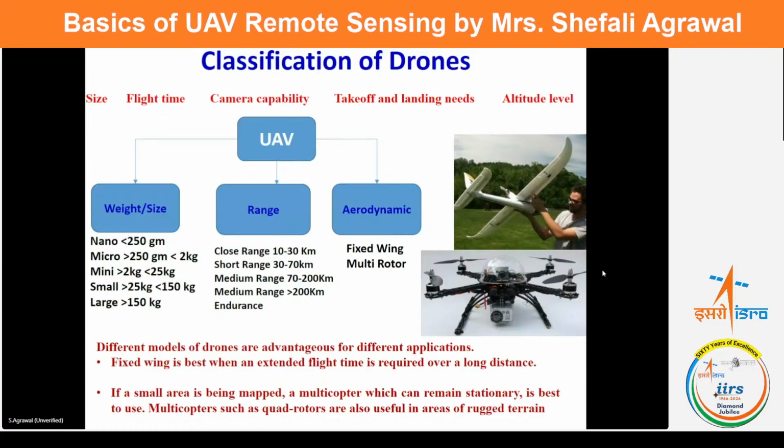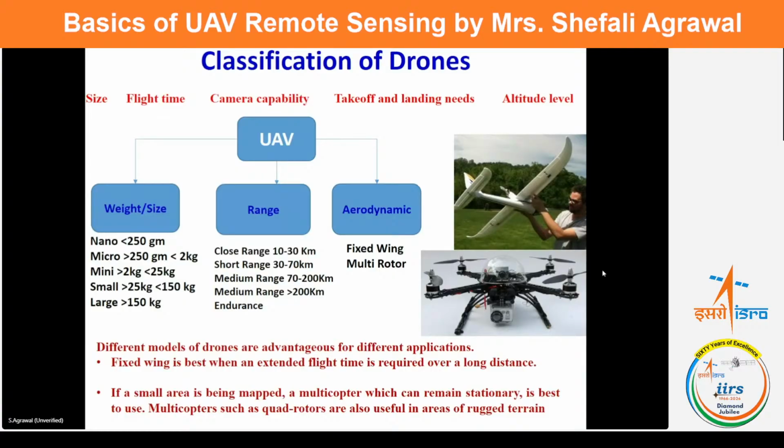The heavier drones, which have considerable battery power, can fly a larger distance and for a longer duration of time. Based on this, they are categorized as close range, which can fly very short distances, short, medium, and long range drones. So weight, size, and range are in a way interlinked to each other.